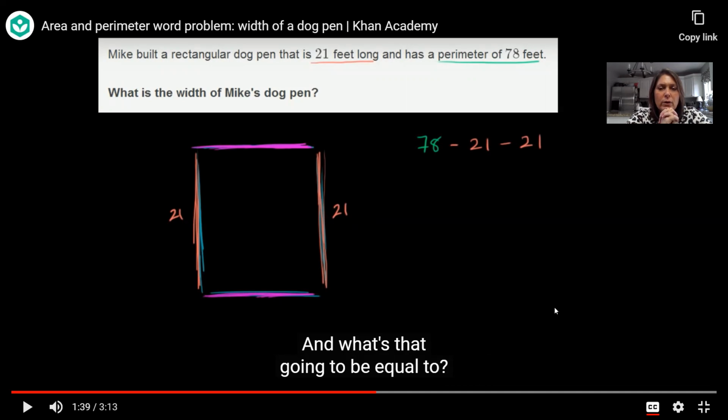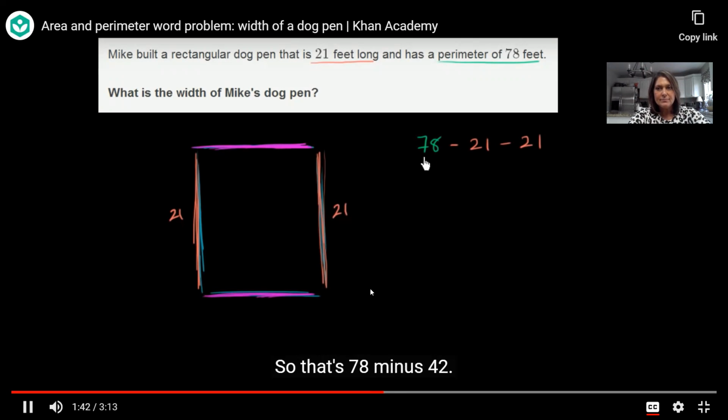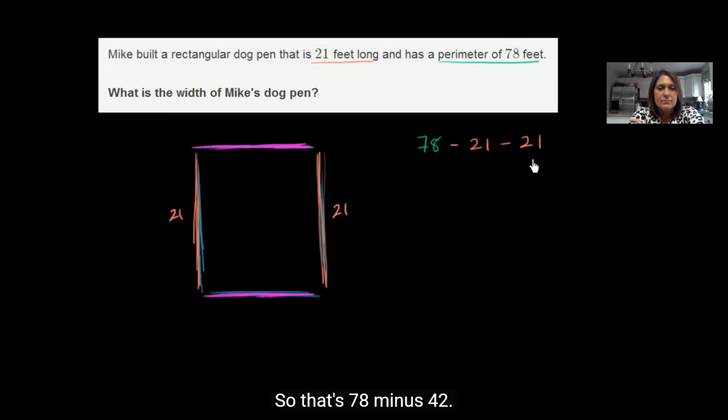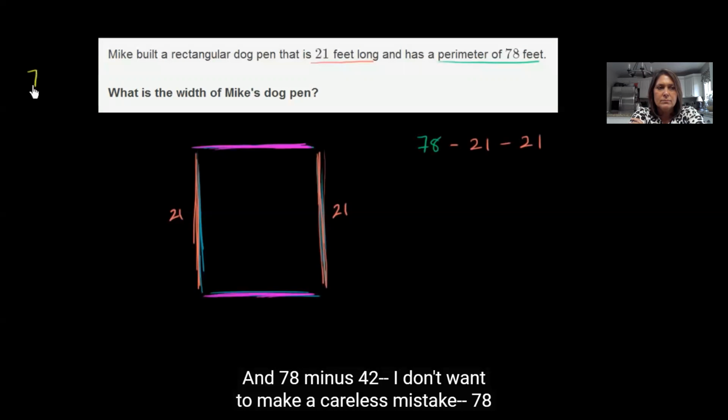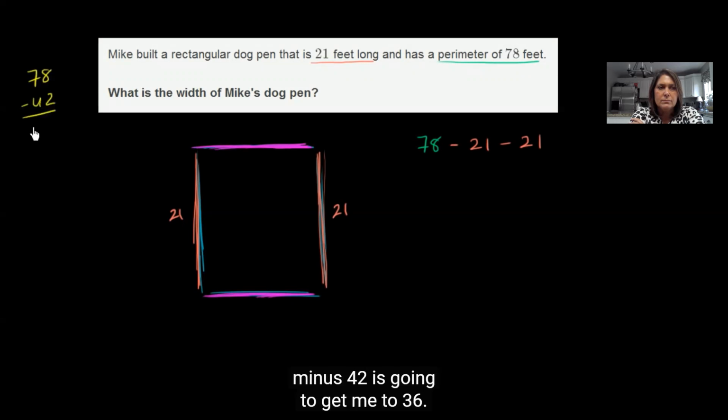78 minus 21 minus 21. Now, if you're like me, you're probably going to want to combine 21 plus 21 first and then subtract that from 78. Take a second and figure that out. Okay, let's see if you're right. So that's 78 minus 42, and I don't want to make a careless mistake. 78 minus 42 is 36. So this is equal to 36.